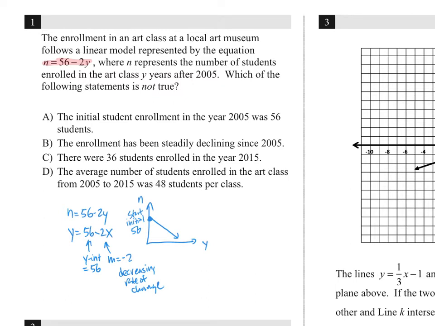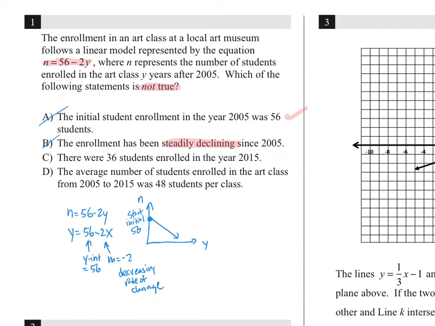So we can immediately cross off A, because remember again, we're looking for something that is not true. And this is absolutely true. The initial value, or the starting value, the y-intercept is 56. The negative slope is also letting us know that it's decreasing, right? So we can also immediately cross off B.